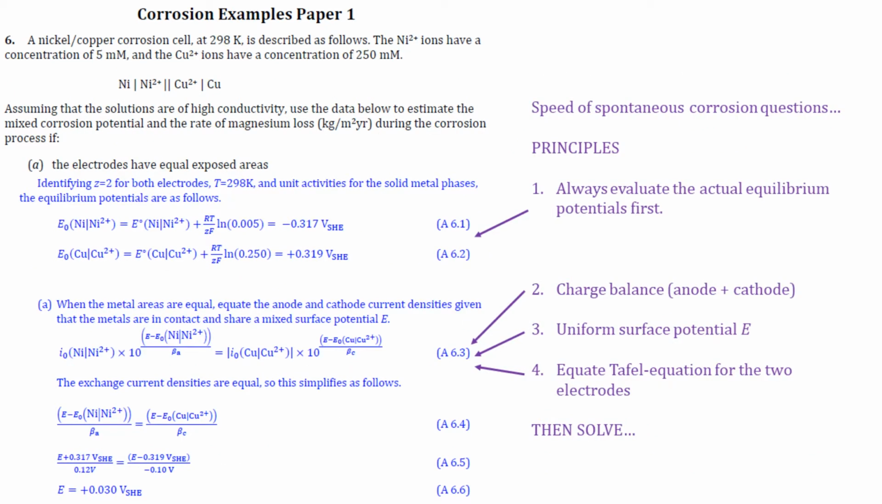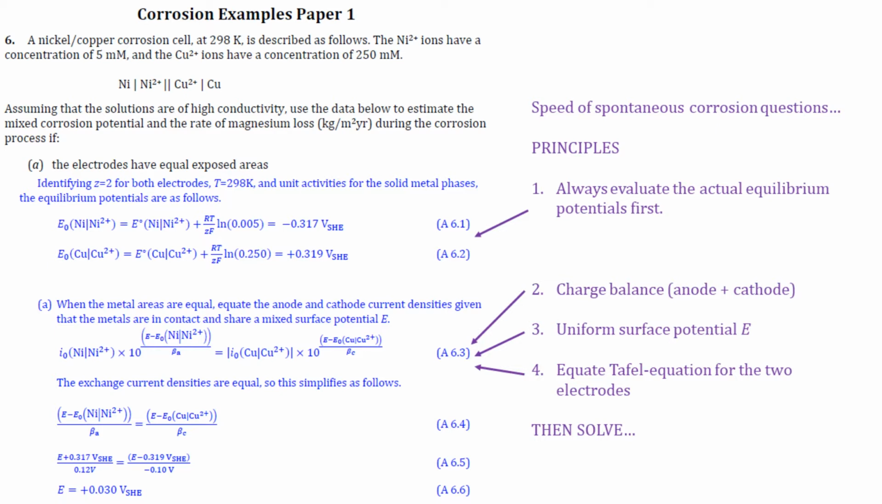Question 6 is another speed of corrosion question like question 5. So it's going to again use the Tafel equation to get the speed of spontaneous dissolution, in this case, of a nickel anode. There are two differences. First of all, the cathode reaction is in this case a copper cathode, so copper ions are plating out of solution onto some copper metal.